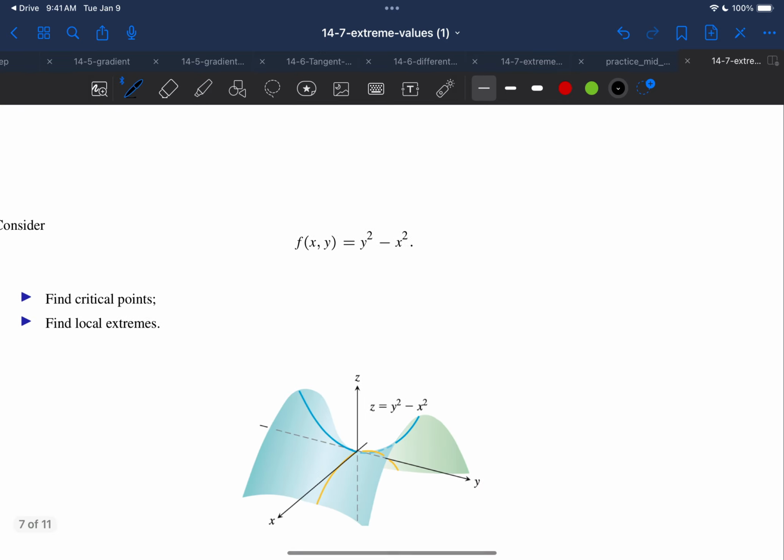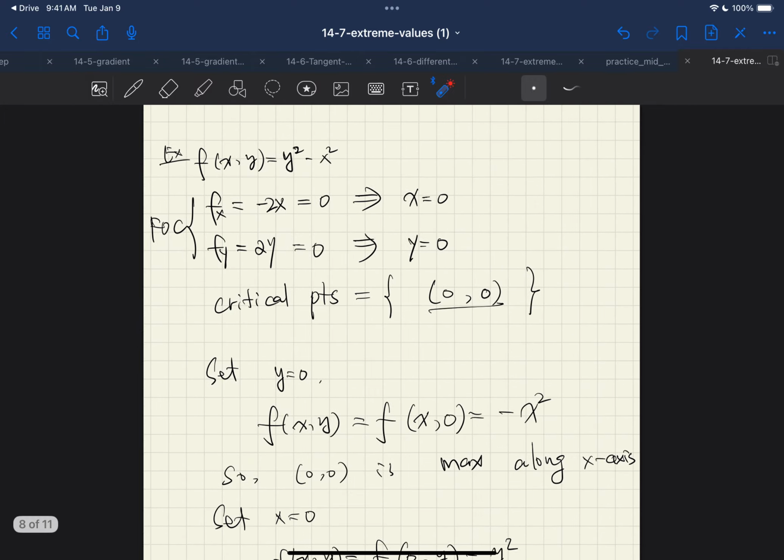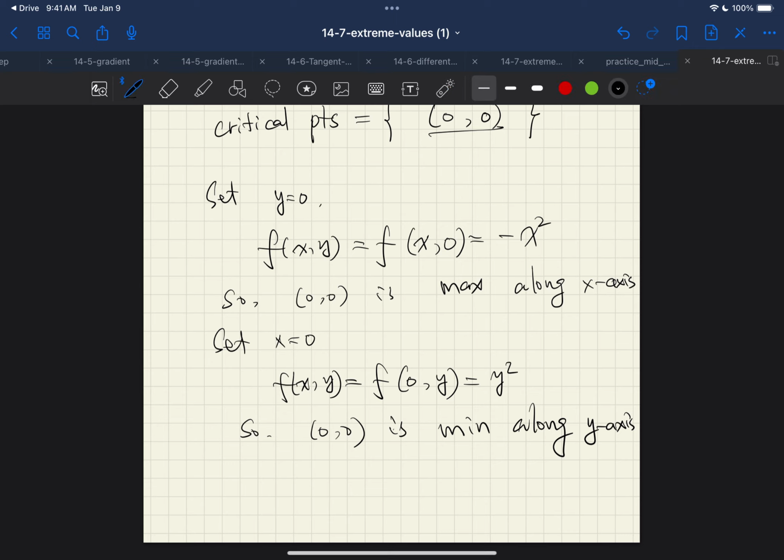If we look at this picture from MATLAB, then along the y-axis this is a minimum, and along the x-axis this is a maximum. In other words, in any neighborhood of (0, 0), it cannot be either a minimum or maximum. So this is not a local extreme. One direction is a minimum, one direction is a maximum, and this is called a saddle point. So for this question, there's no local extreme. There's no local minimum, there's no local maximum.